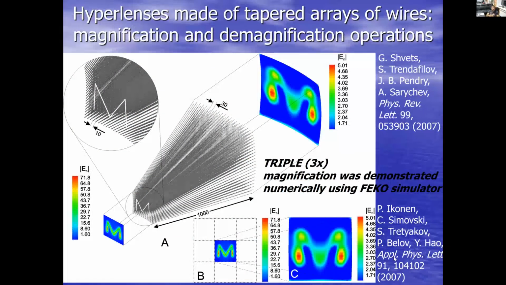What we did, we realized that the hyperlens is very nice, and we decided to make a hyperlens for microwaves. We immediately put the letter M for magnify. We performed simulation with the method of moments because the system was too complicated to simulate in any simulator available at that moment. And we got triple magnification with extremely nice resolution. We were quite happy with that. We first published a theoretical paper.